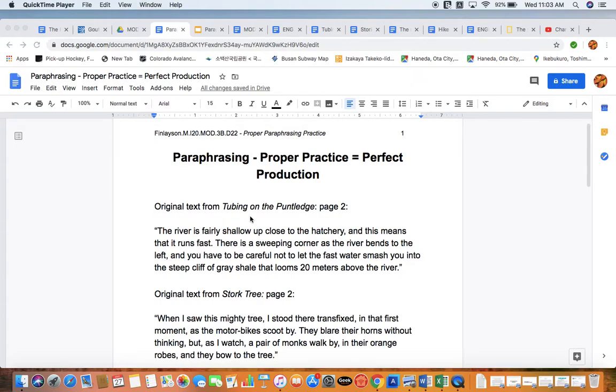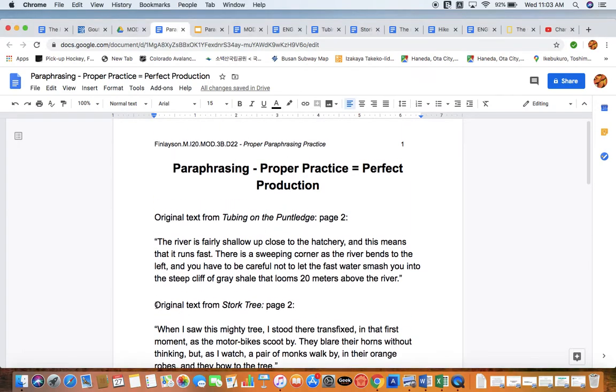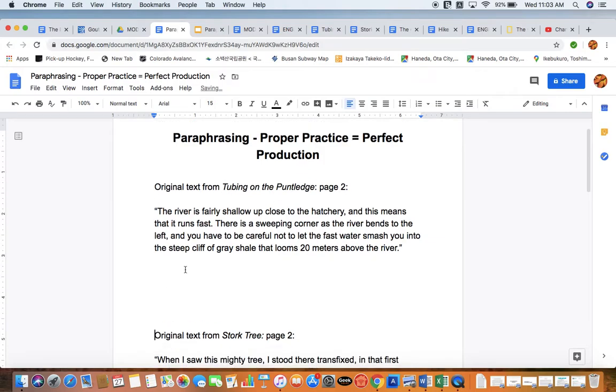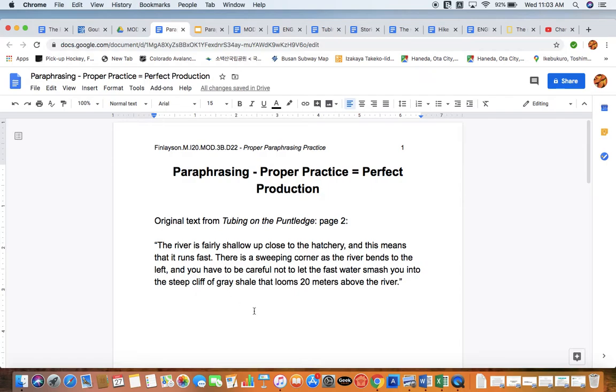So this is the original text from Puntledge, Tubing on the Puntledge, page 2. Let's give ourselves a little bit more space between these pieces so that we can have one and then the other. Okay, so let's remember the first part of this process: we're going to reread the original text out loud. Then we move away from it, we turn it over, stop and think about it, and then we try to rewrite it.